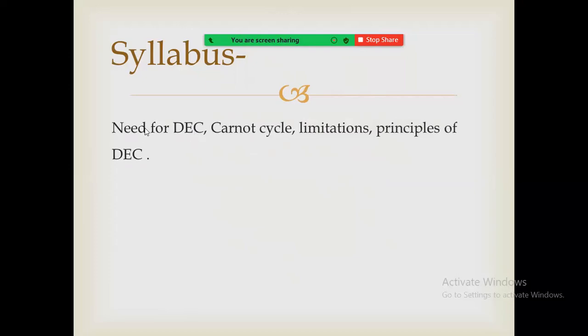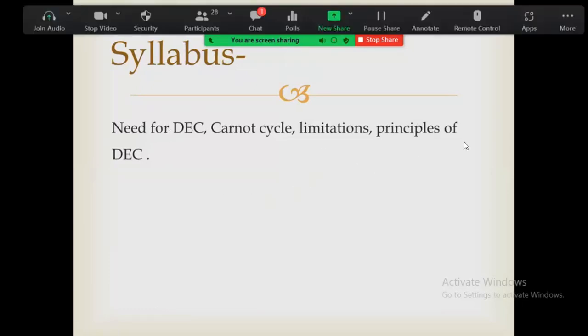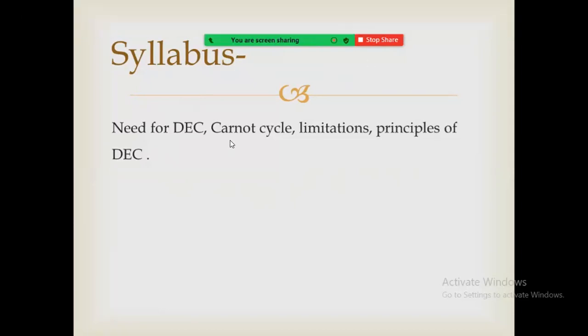So the first point is the need for direct energy conversion. Why is this direct energy conversion process necessary? Then the Carnot cycle, limitations of direct energy conversion, and the principle of direct energy conversion. These are the points we have to see in this chapter. We completed the need, limitations, and principle of direct energy conversion in the last sessions. So only one point is remaining, the Carnot cycle.